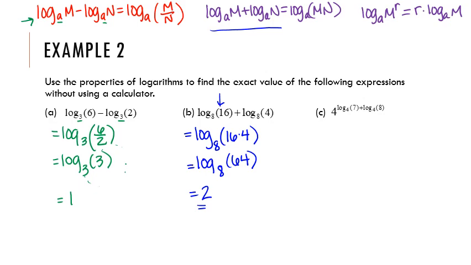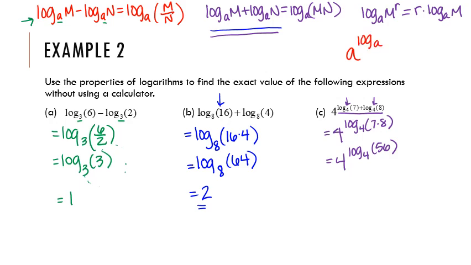All right, looking at letter C. The first thing that I'm going to do is combine these using this property because they both have the same base, base 4. So this becomes 4 to the log base 4 of 7 times 8, which is 4 to the log base 4 of 56. And now I can use that other property, which was a to the log base a of a number just equals that number. So since the base of the exponent is the same as the base of the logarithm, we can simplify this and say this is just 56.